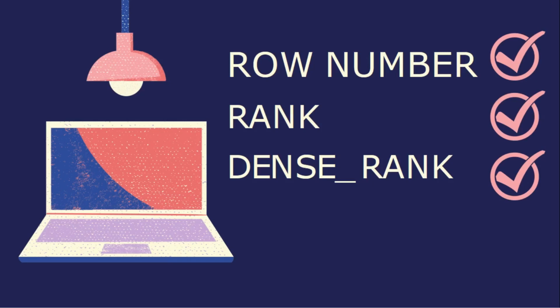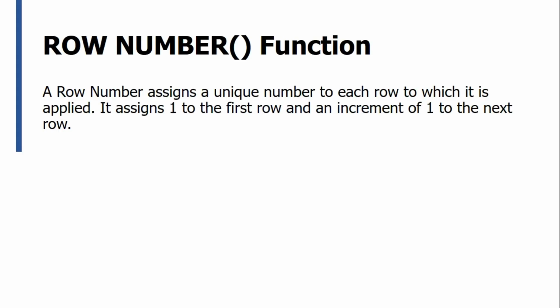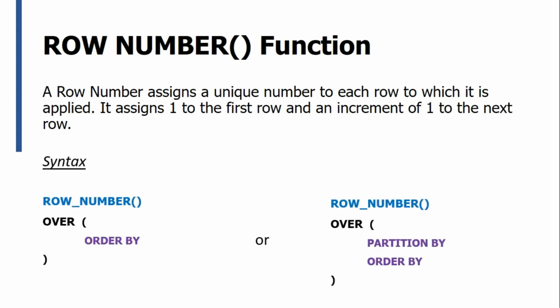In this video, we'll cover the row number, rank, and dense rank in window functions. So what is a row number function? A row number assigns a unique number to each row to which it is applied. So the meaning of that is, let's say we use a row number function in any of our columns. We are going to have a unique number in each and every row where the row number function was applied. What is the syntax on how we can write a row number function?